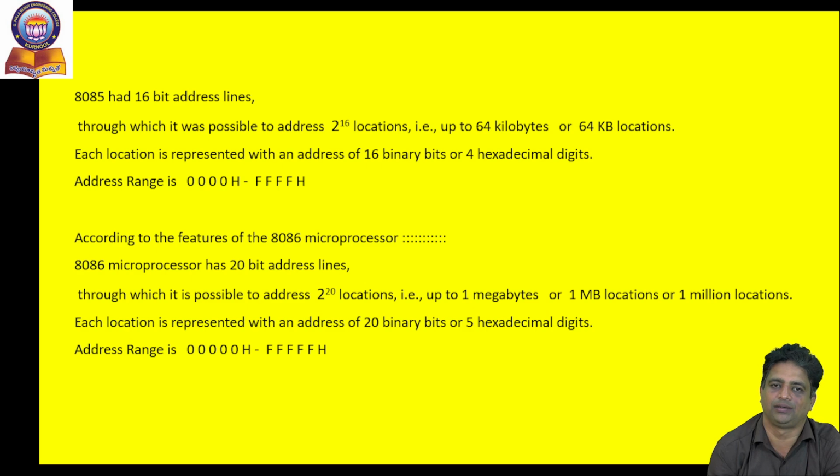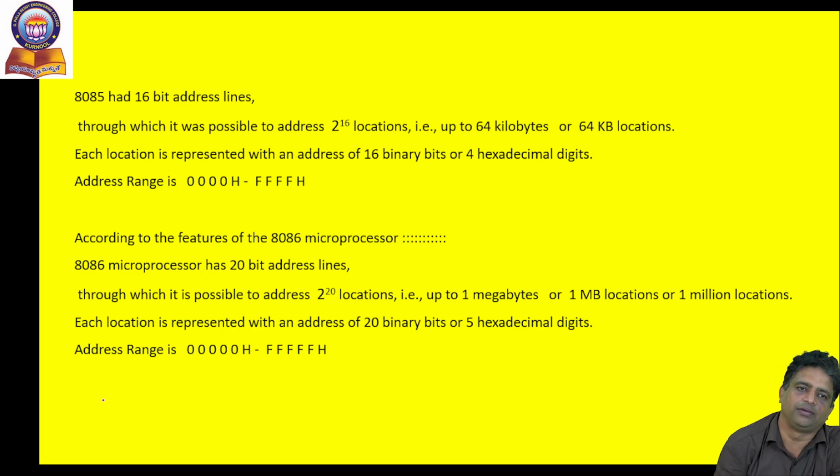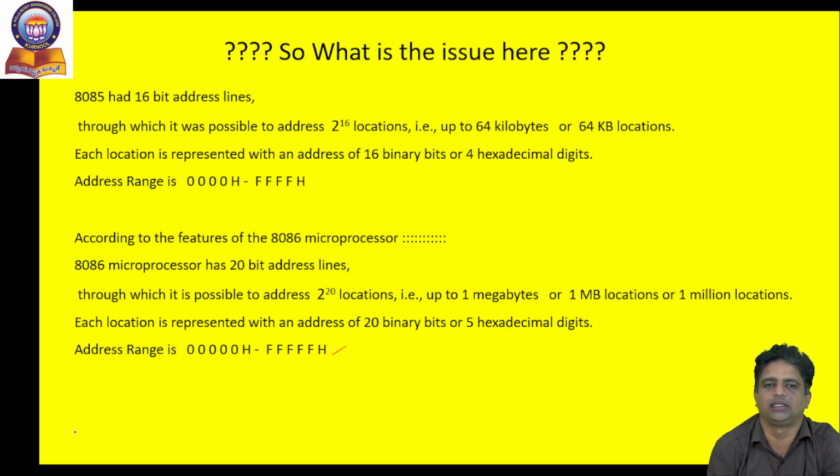So we can go like each location should hold a data of 16-bit. But this is not what actually is happening with 8086, both in data storage and address representation. If we see that each location is represented in address format using 20 binary bits or 5 hexadecimal numbers, the address range actually is 00000H to FFFFFH. If this is the strategy, what is the problem here?